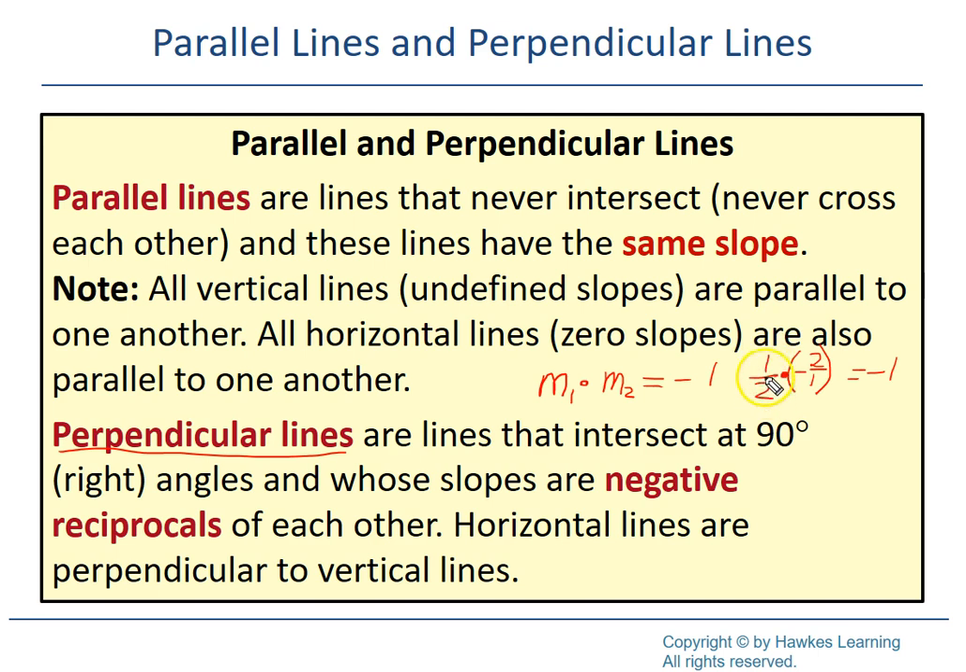So if this first term is positive, then the reciprocal has to be negative. So you end up with a -1. Okay. And then keep in mind that if you have a horizontal line, the line that's perpendicular to that is a vertical line. And we'll be going over some of that.